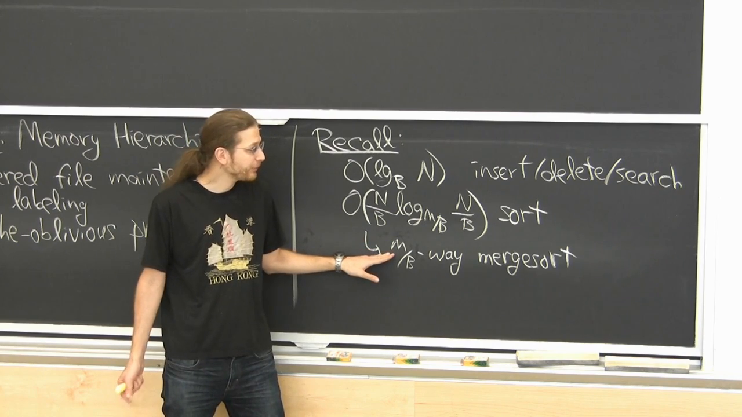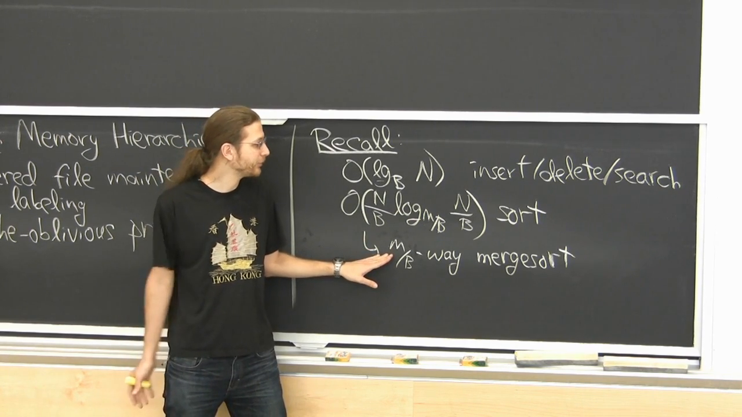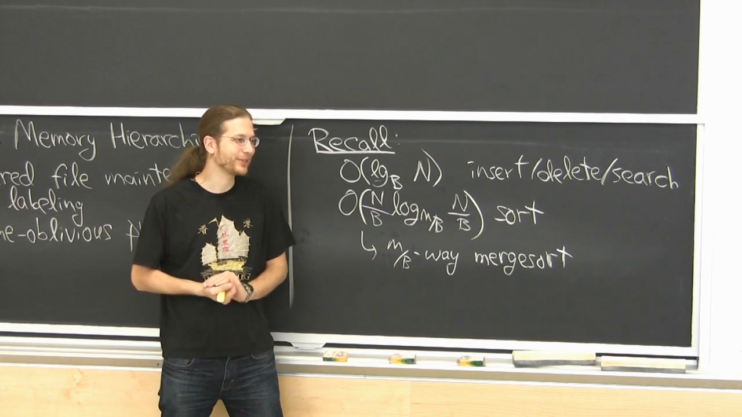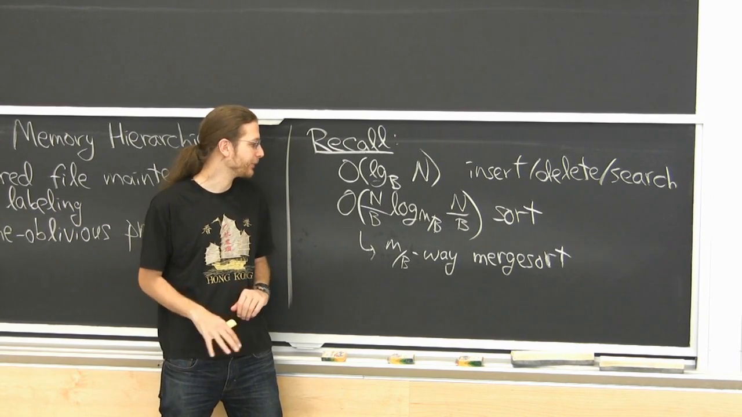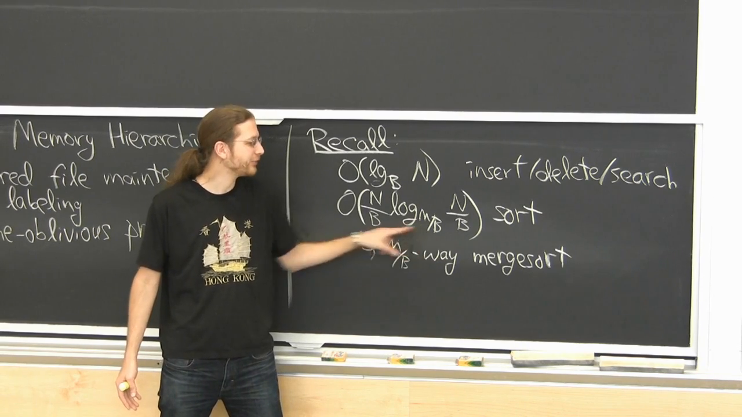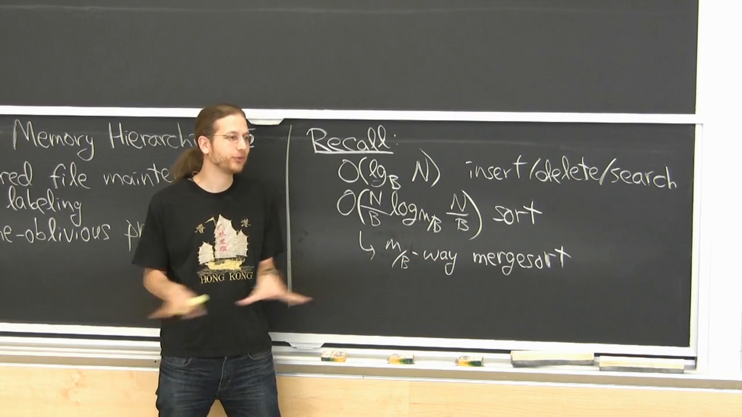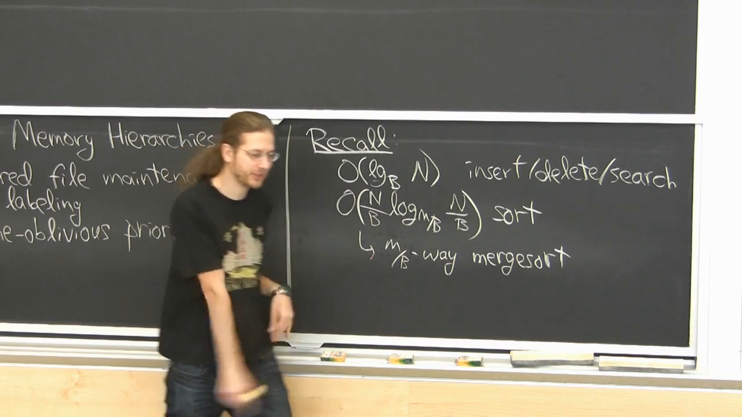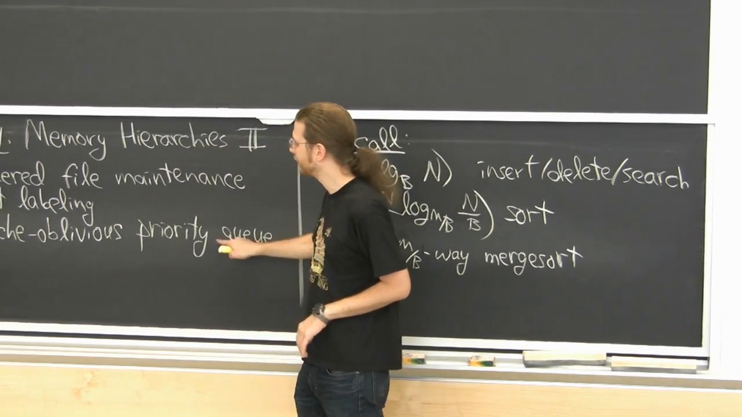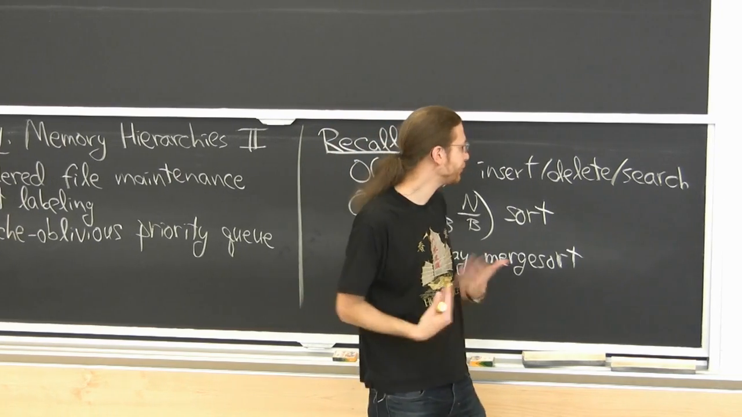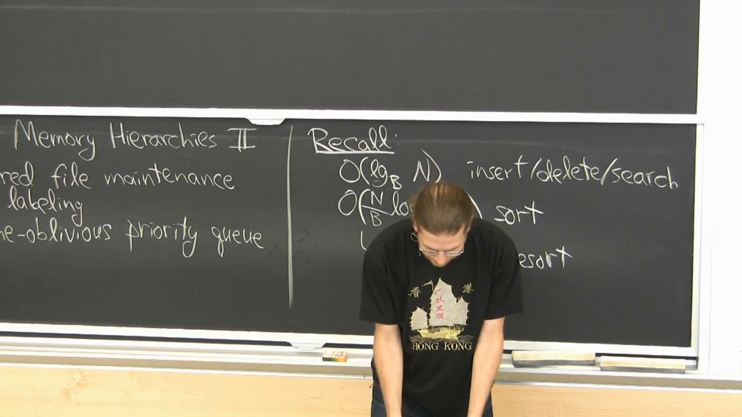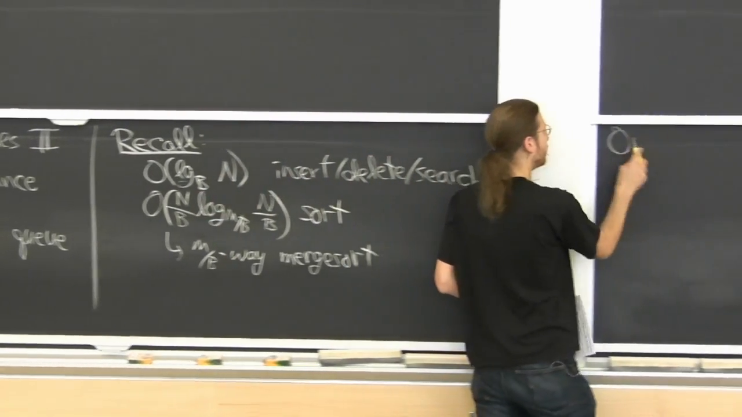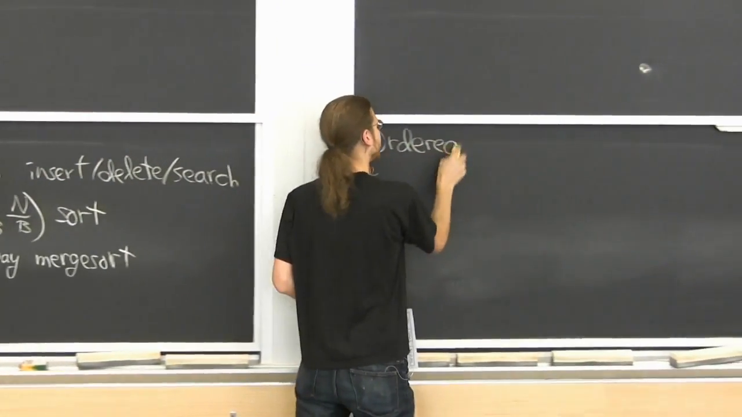You can do this cache-obliviously in a similar way, roughly speaking, to the way we do B-trees, where you're binary searching on the number of ways you should divide your array into. I'm not going to get into details on that. We'll focus on cache-oblivious priority queues, which do a similar kind of thing, but get it dynamic. All right, but before we go there, let's do ordered file maintenance.